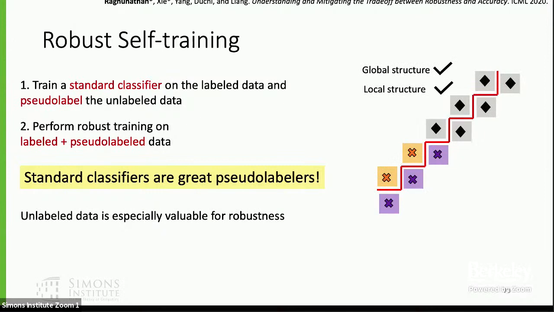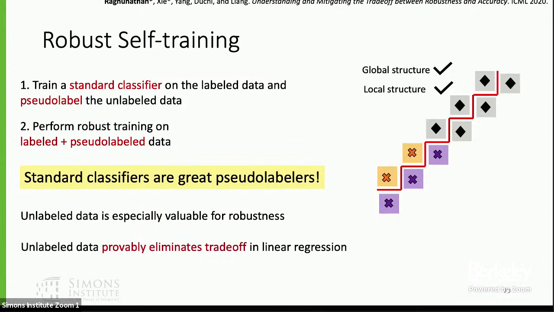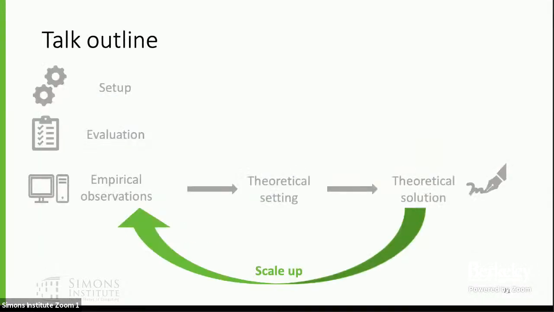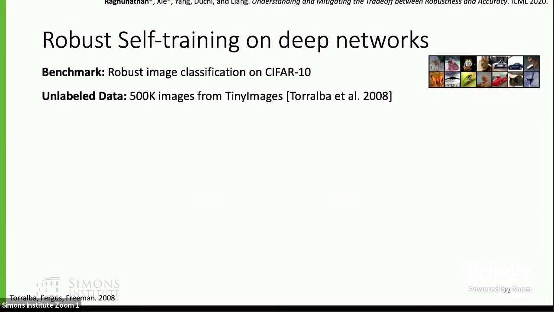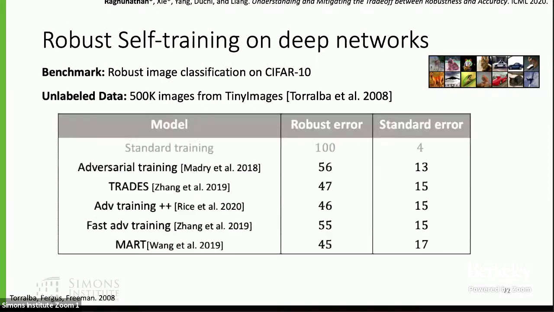So for example, here, we had no extra labels, just more unlabeled data. We were able to get both robustness and accuracy by using this two-step process. And you can prove this in linear regression, that this process would always eliminate such trade-offs. And the nice thing is this is a very simple idea, so you can actually implement this and see what happens. And we did that, so we collected more images which looked like CIFAR-10 by sourcing it from the same data set that CIFAR-10 was obtained from.